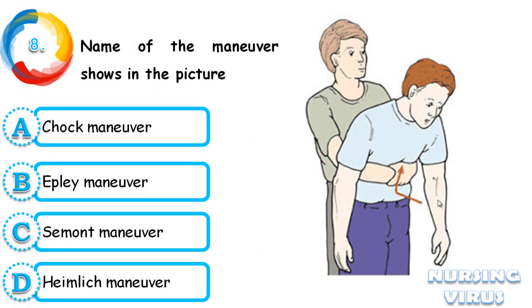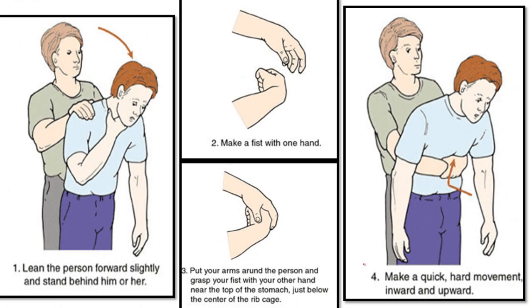Eighth image. Name of the maneuver shown in the picture. The options are choke maneuver, Epley maneuver, Simont maneuver and Heimlich maneuver. The correct option is Heimlich maneuver. This maneuver is performed when the windpipe is getting blocked. They perform the Heimlich maneuver in such cases. We'll see how they perform the Heimlich maneuver.